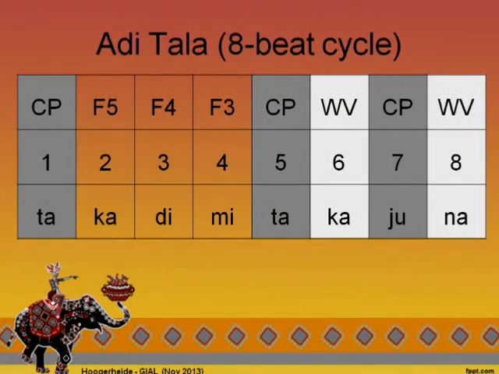We can also create interest by changing the subdivision. So we just did 1, 2, 4, and 8, but we could do 3. Thakadimi, thakajuna, thakadimi, thakajuna, and then do multiple speeds of that. Thakadimi, thakajuna, thakadimi, thakajuna, thakadimi, thakajuna, etc.